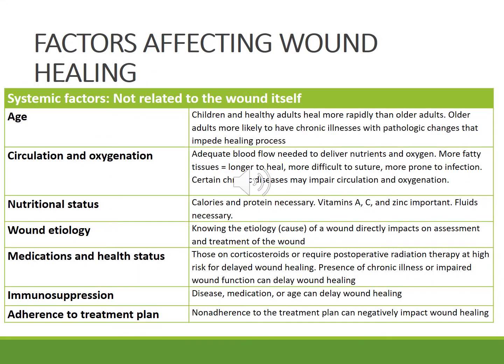As we continue on with factors that will affect wound healing, some of these we've already kind of mentioned. Age: children and healthy adults heal more rapidly than our older adults, because older adults are more likely to have chronic illness. We talked about how their skin is more fragile, and they may have some mobility issues. So again, age is a factor that affects our wound healing.